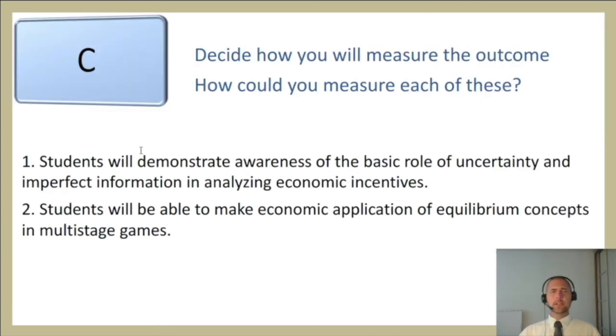C, decide how you will measure the outcome. How will you measure each of these, for example? Students will demonstrate awareness of the basic role of uncertainty and imperfect information in analyzing economic incentives. How will you measure that?